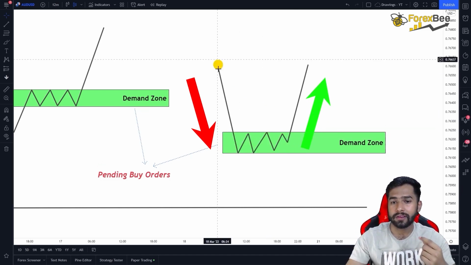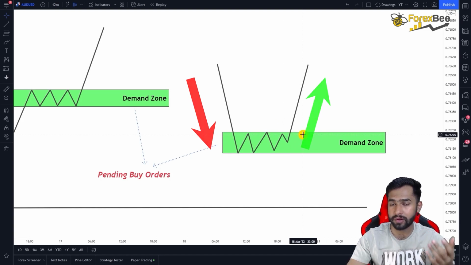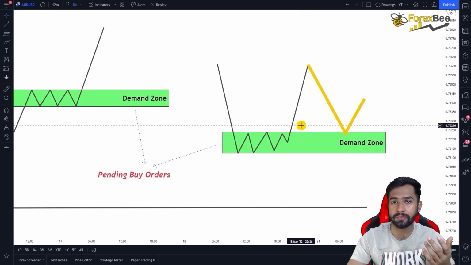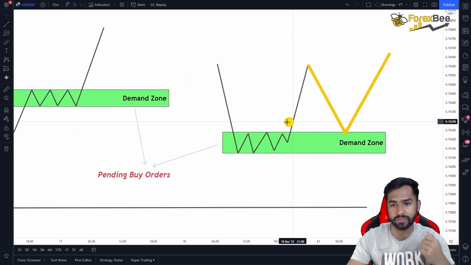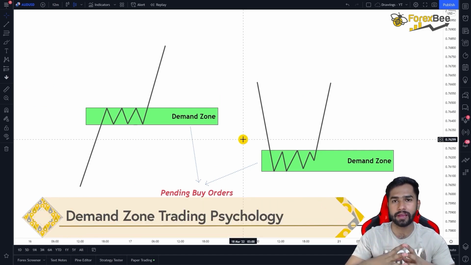So this is a drop, base, rally demand zone, and the institutions look for these zones in order to put their pending orders so that they can be picked up by the market in the future, okay? So this is the market structure of a demand zone. Now let's talk about what is the trading psychology and how institutions use these demand zones for their trading.